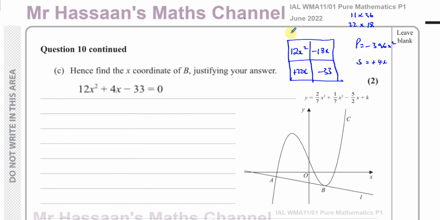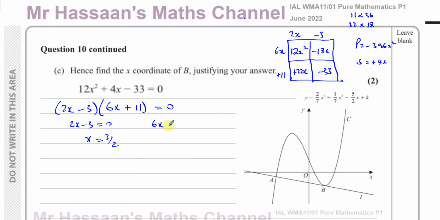In these two terms, the common factor is 2x. 2x times 6x is 12x squared. 2x times plus 11 is 22x, and 6x times minus 3 is negative 18x. So now I have my factors. We can just see minus 3 times plus 11 is minus 33, so it seems to work. We got 2x minus 3 times 6x plus 11 equals 0. Now we can solve it. Either 2x minus 3 equals 0, so x equals 3 over 2, or 6x plus 11 equals 0, so x equals negative 11 over 6.